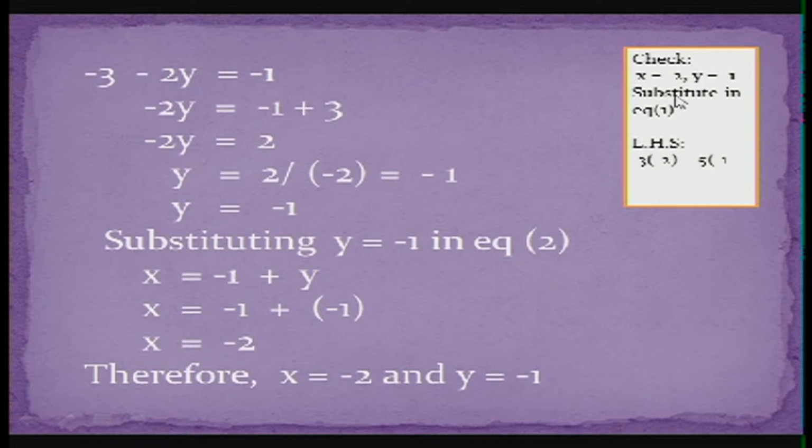Now, let us check. When we substitute the values of x and y which we got just now, that is x as minus 2 and y as minus 1, in equation 1, in the LHS part, we get 3 times x, that is 3 times minus 2, minus 5 times y, which is minus 1. I get minus 6 plus 5, which is minus 1, that is my RHS part. So, our solution is correct.